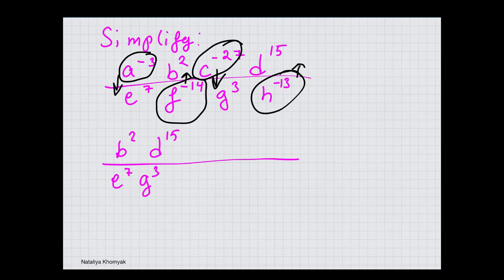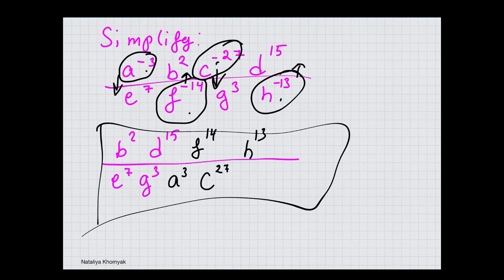Now we have to move. A to the negative 3 will become a to the positive 3 in the denominator. C to the negative 27 will become c to the positive 27 in the denominator. F to the negative 14 will become f to the positive 14 in the numerator. And h to the negative 13 will become h to the positive 13 in the numerator. And this is our solution.